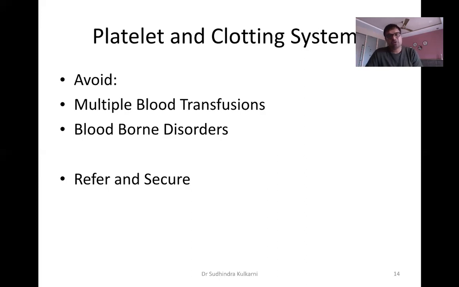So if these are the situations, the best thing is to send them to a physician. And once the physician gives a green signal, even then I would always treat these patients in a hospital setup. So I would admit them to hospital under an anesthetist, under a hematologist, etc., and then start treating. I would not treat them independently in a freestanding dental practice.